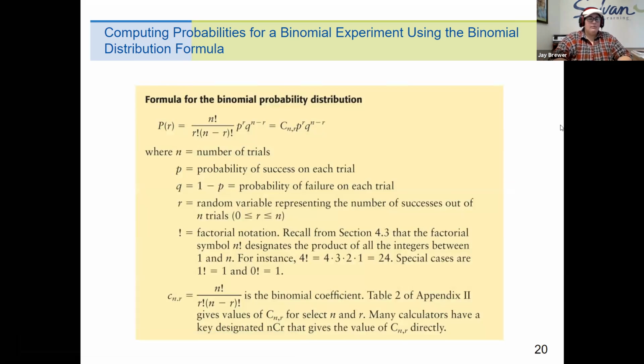All right. Formula for the binomial probability distribution. You want to pay attention to this. It's broken down for you. Go ahead and take a look. Write it down if you are a writer. Snippet it if you are not a writer. Come back to it later if you are someone that likes to do that.